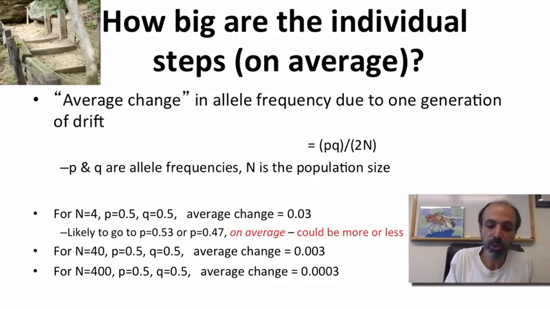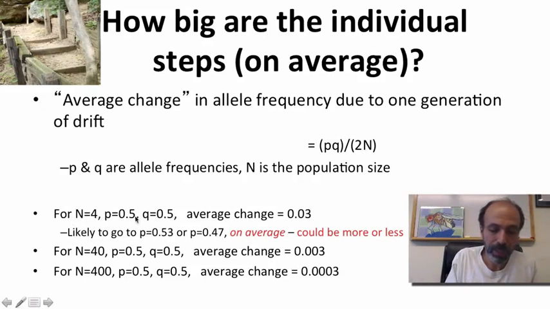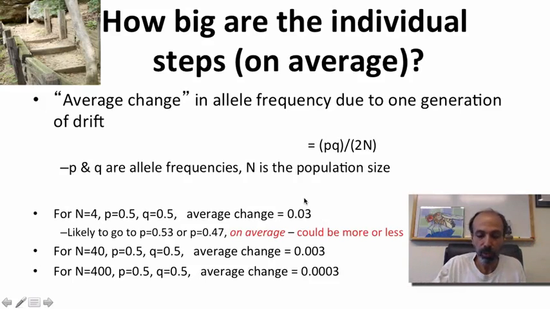Well, again, the average change in allele frequency due to one generation of drift can be approximated with this. It would be PQ divided by 2N, where P and Q are the allele frequency, say for big A and little a, and N is the population size. Okay? So just to look at this in terms of the numbers we were just looking at, if N equals 4 and P and Q is 0.5, the average change is 0.03. Now again, this is the average change per generation. Some individuals will change by 0.03, some will change by more than 0.03, some will change by less than 0.03.